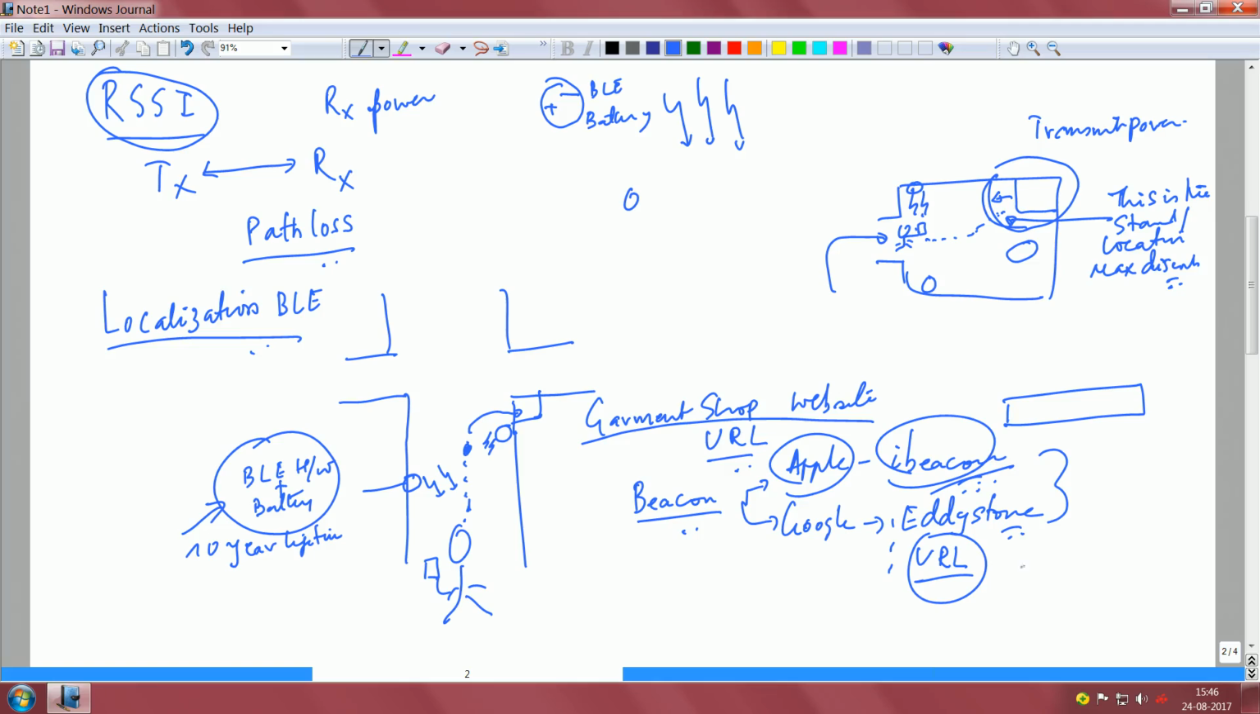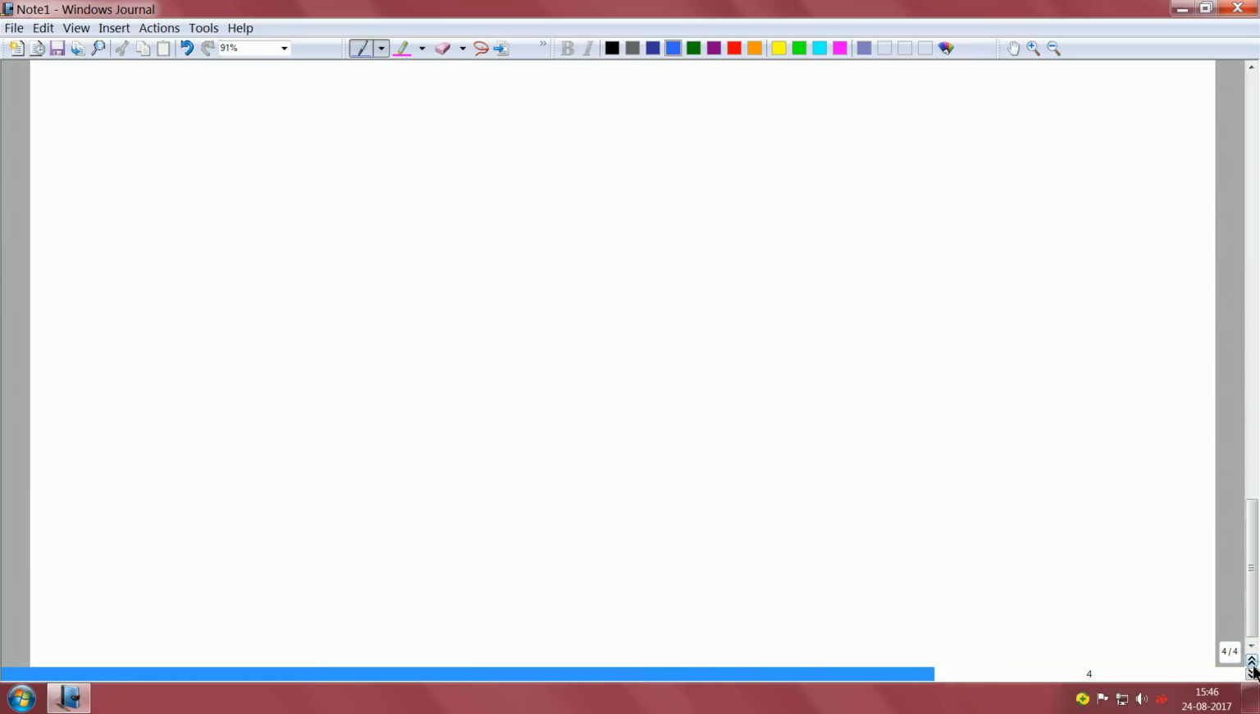There is something called an Eddystone UID. There is the Eddystone URL which I just talked to you about, and there is another thing called Eddystone TLM. I do not want to get into the detail, but you could definitely look them up, and everything is open source. You can go to GitHub and download these solutions. Okay, very good. So that is a very important thing about BLE.